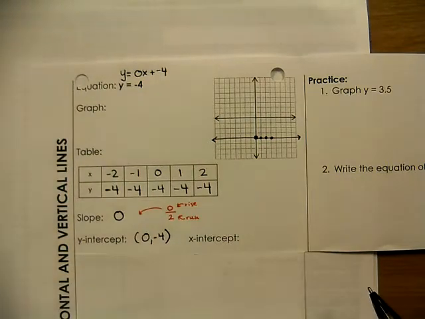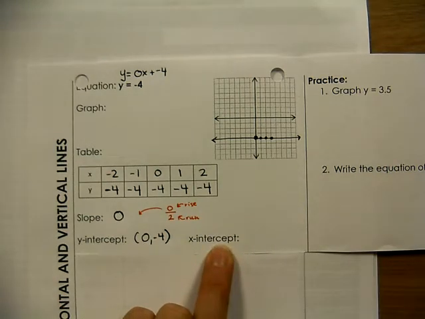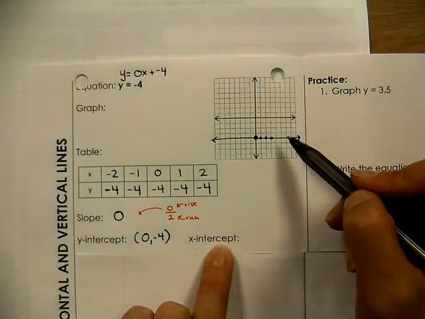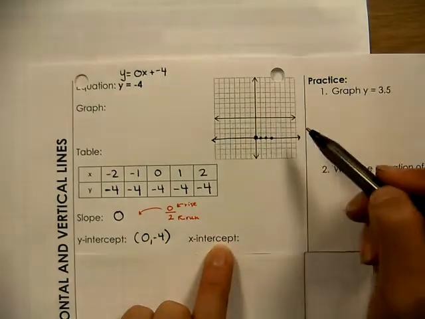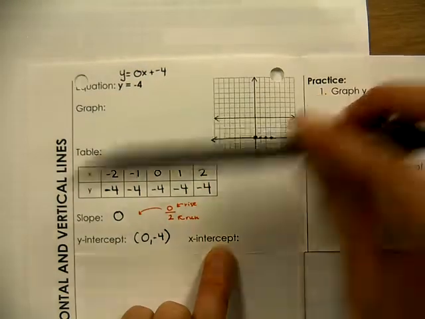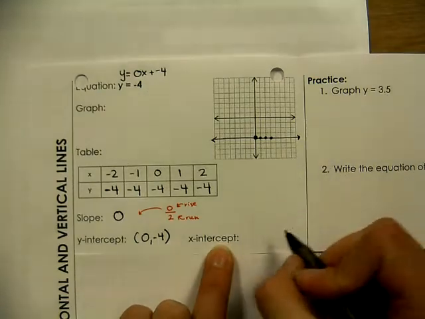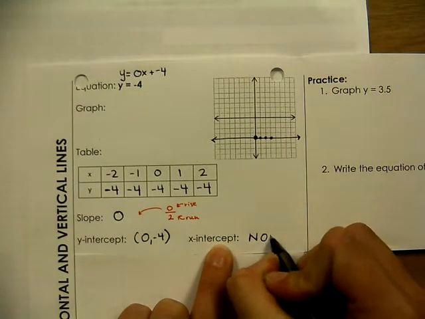So this is what the table could look like. We set our slope and our y-intercept. We can also talk about the x-intercept. If we look at the graph, your x-intercept is where the line crosses your x-axis, but we see this horizontal line is parallel to the x-axis, which means they will never intersect. And so there is no x-intercept. So I'm going to write none.